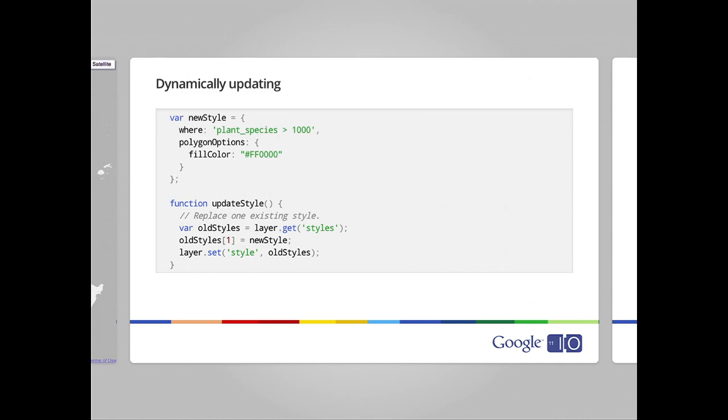Maybe I'm a little bit over birds now. I'm more interested in plants. So we'll create a new style that colors the map red where we have more than 1,000 unique species of plants. We're also going to create a function called UpdateStyle. It's going to read back our previous definition of the style, which is this array we've passed in. It's going to override the first style in that array with this new style about coloring the map red where we have plants. And we're just going to hook that up to a button on our map.